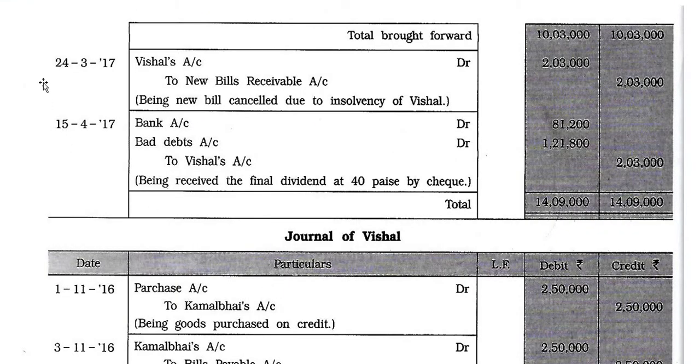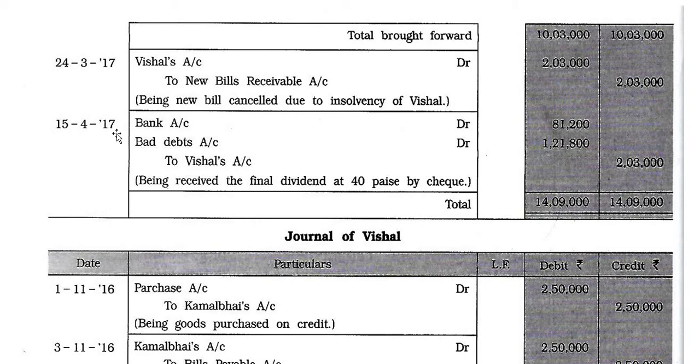Now 24 March 2017, Vishal account debit 2,03,000 to new bills receivable account 2,03,000. Being new bill cancelled due to insolvency of Vishal. Vishal became insolvent before the maturity date. And so on 24 March, Vishal account debit to new bills receivable account cancels this bill.